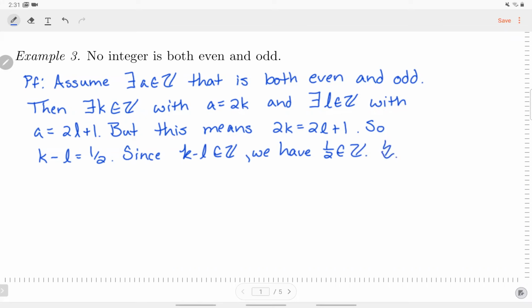Okay. And our initial assumption was that a was both even and odd. Ergo, a cannot be both even and odd.